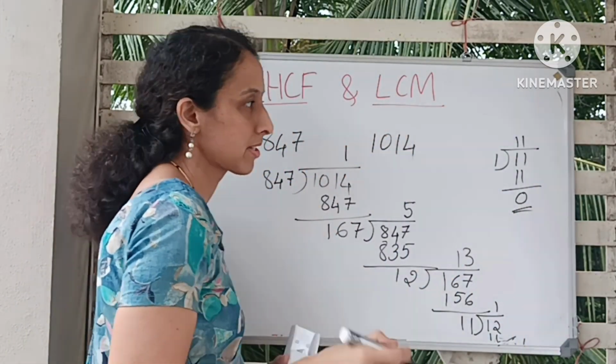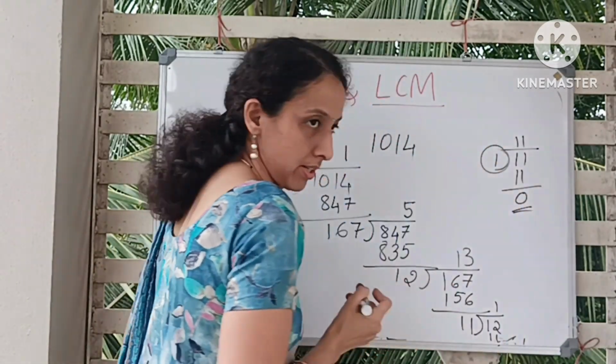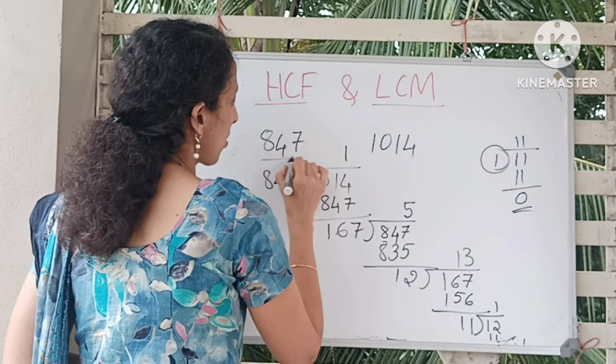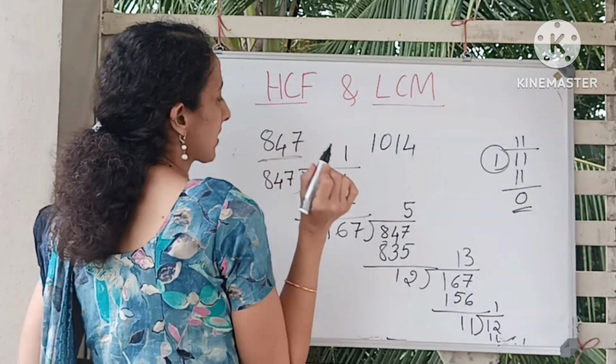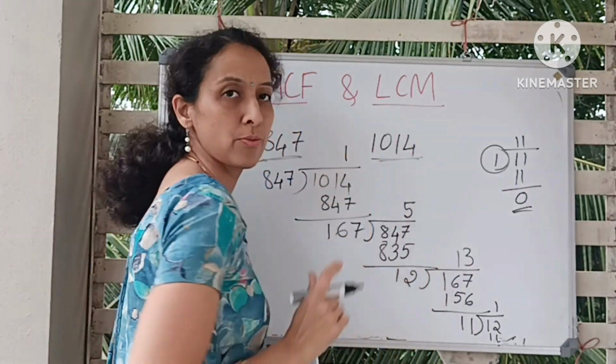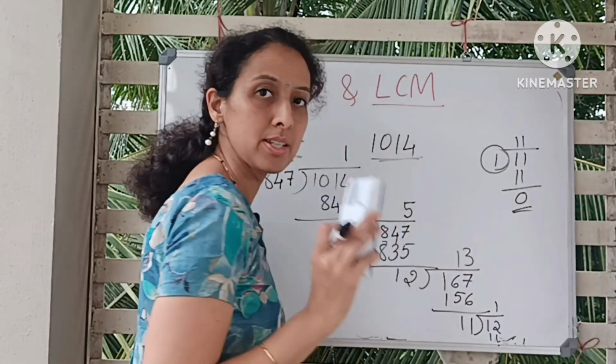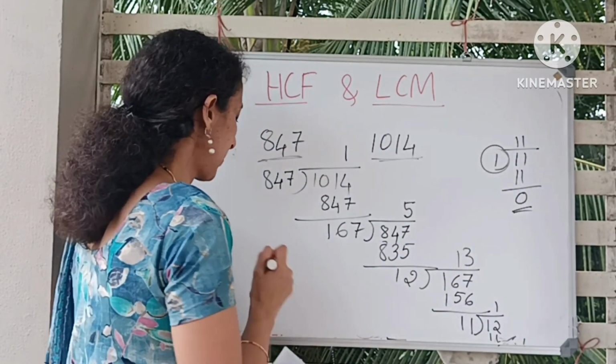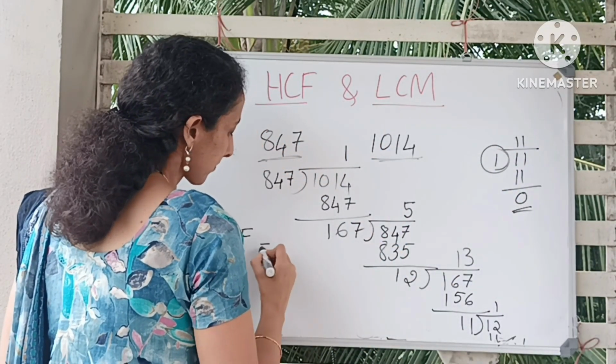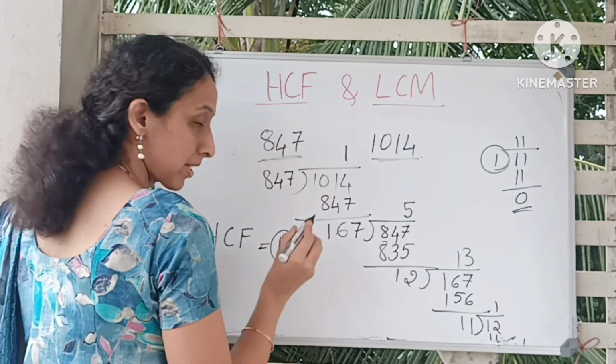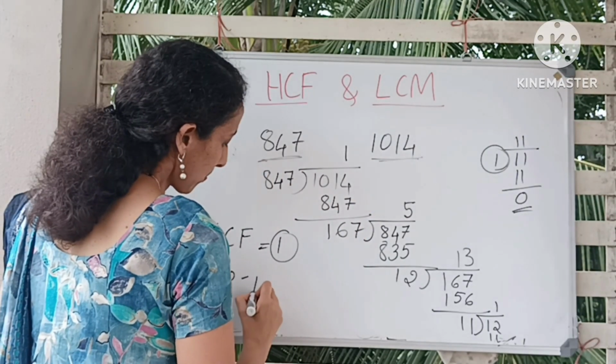The last divisor is 1. That is why the common factor for 847 and 1014 is 1. That is the highest common factor. When the highest common factor is 1, we call those numbers as co-prime numbers.